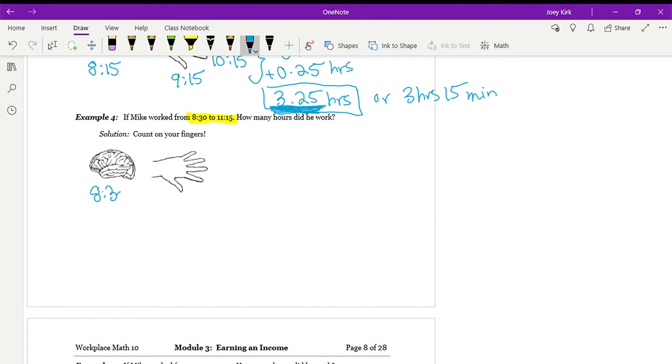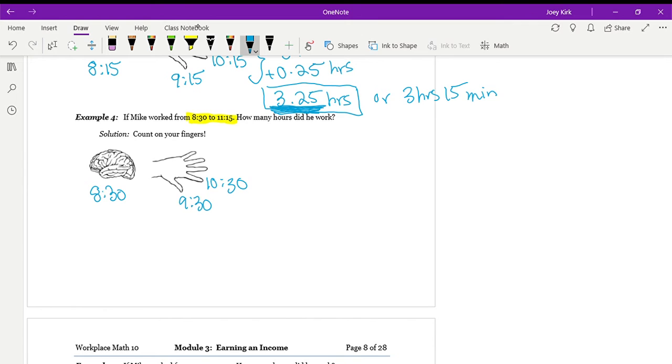So I put 8:30 in my brain, 8:30 to 9:30. Also, I always start counting on my thumb. Some people start with their pinky. I don't really care what you use, but that's why I'm going thumb up. I just thought I'd mention that. One person asked me one time why I'm starting with the thumb. I always start with the thumb.